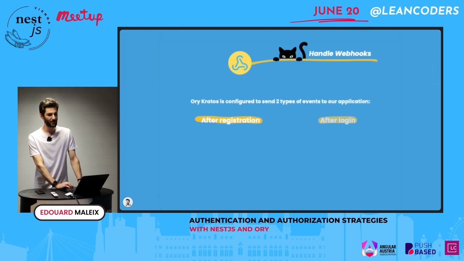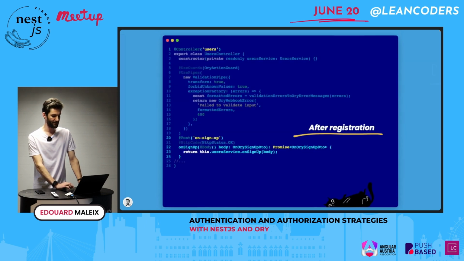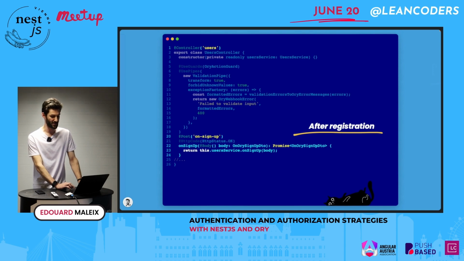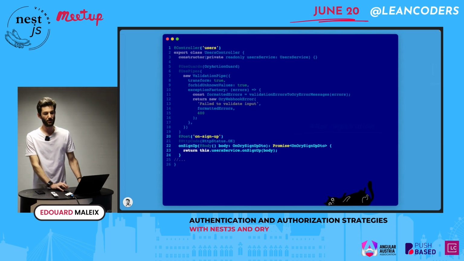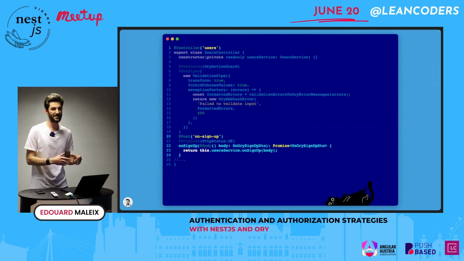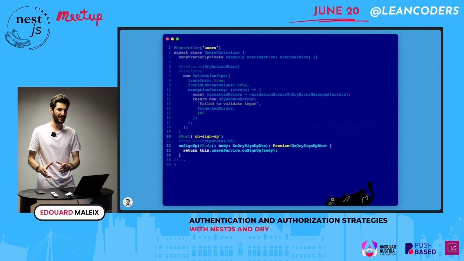In the backend, we will handle two types of webhooks. One after registration, one after login. So let's study the case of after registration. So what we want to do is once a user registers on Kratos via the self-service UI, we also want to create our own user on our database so that we can still create some links between that user in our database and our own set of data using some foreign keys. So we don't depend on the identity created on OI Kratos side.